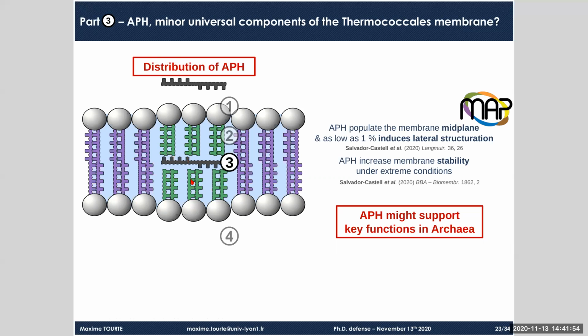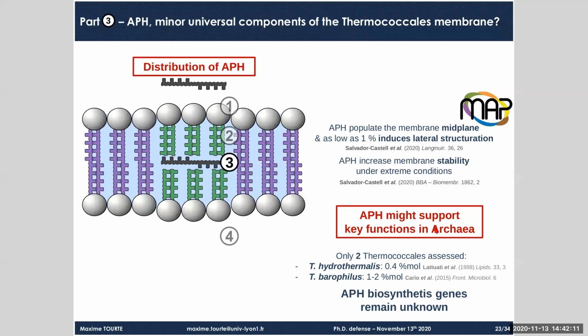And doing so, they induce lateral structuration of the archaeal membrane and also increase the membrane stability under extreme conditions. So this suggests that this apolar lipid could actually support very interesting adaptive functions in Archaea. However, the data that we have on these compounds is very limited. For instance, we only know the apolar lipid composition of two Thermococcales strains, Thermococcus hydrothermalis here and Thermococcus barophilus. And obviously, the genes that are responsible for the biosynthesis of these compounds remain unknown in Archaea.